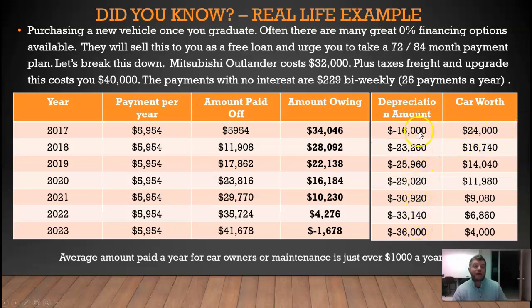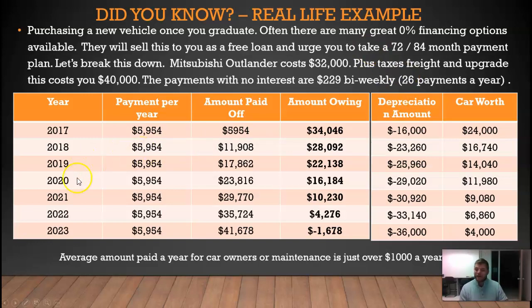So in the very first year, I lost $16,000, essentially just by driving it off the lot. It was worth $24,000 if I wanted to sell it, but I still owed 34. So they call it upside down. What I'm worth, I owe more money on than the worth of what I own. It's not a good place to be.